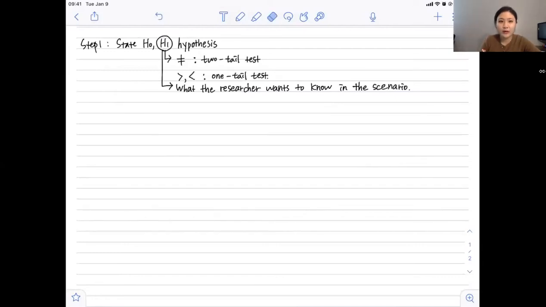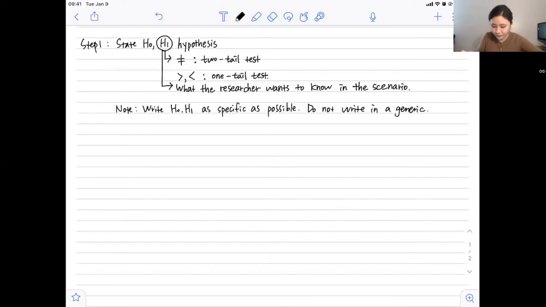When you state the null and alternative hypothesis, you need to write specifically what kind of dependent or independent variable you are using. Writing the null and alternative hypothesis in a generic way might lose your points in your homework or midterm or final.